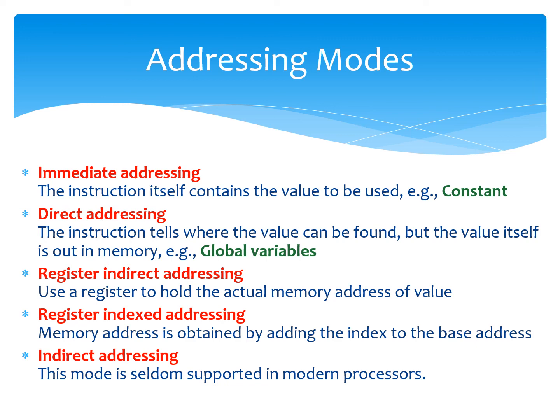Fourth, register indexed addressing, which is used to access components of an array by adding the index to the base address. Fifth, indirect addressing, which is used to access a pointer variable whose address is known at compile time. This mode is seldom supported in modern processors.